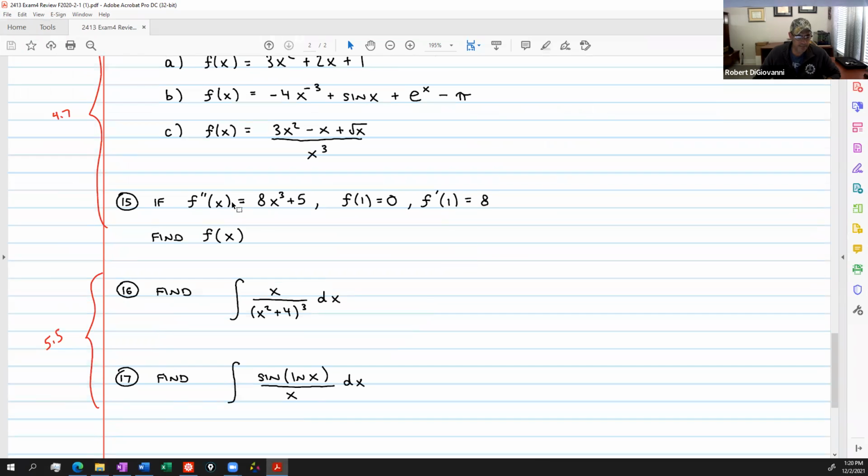Number 15. I give you the second derivative of a function, and then I actually give you information about the derivative and the original function. So you should be able to use this to get C off the first antiderivative. Then you should be able to use this to get the next one. So this should work out like the first one I did today. Okay.